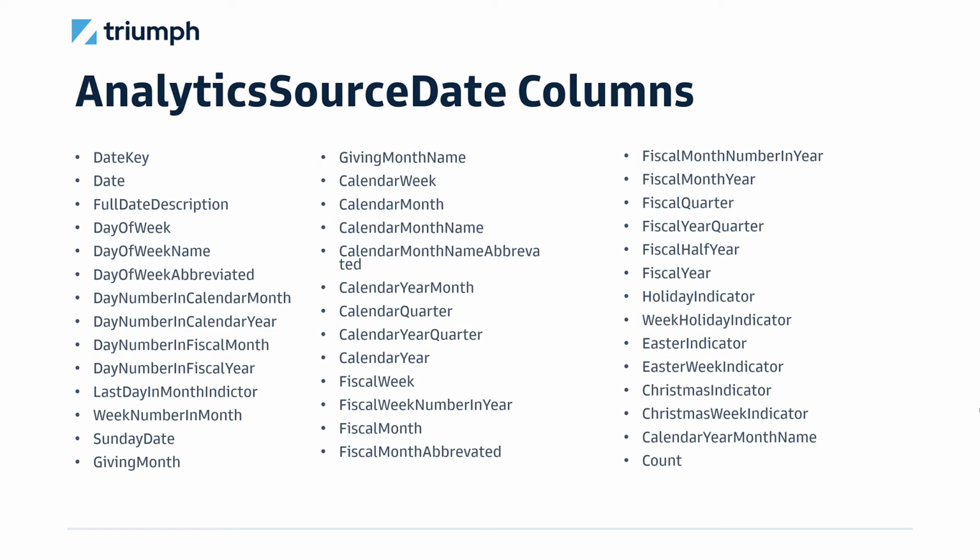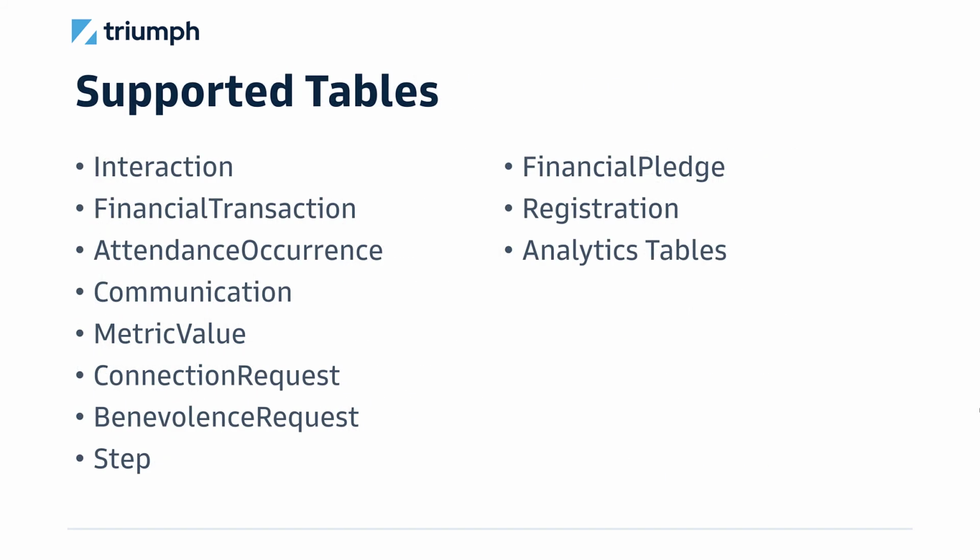So these again are the columns that are inside that table, just in case you want to pause the video to take a look at all of those again. And these are the tables that have those keys that allow you to link over to this table. So things like interactions, financial transactions, attendance, of course, communications, metric values, connection requests, benevolence requests, steps, financial pledges, registrations, and a lot of the analytics tables.